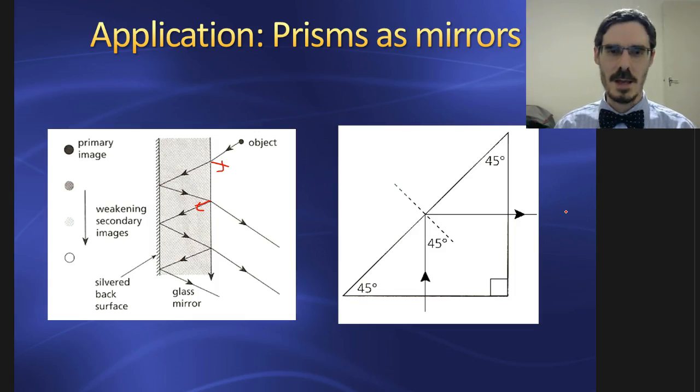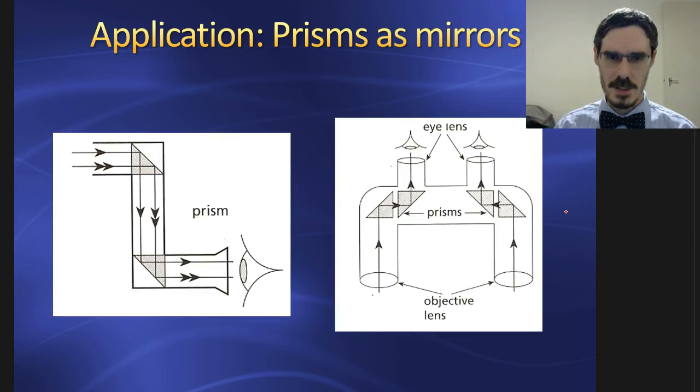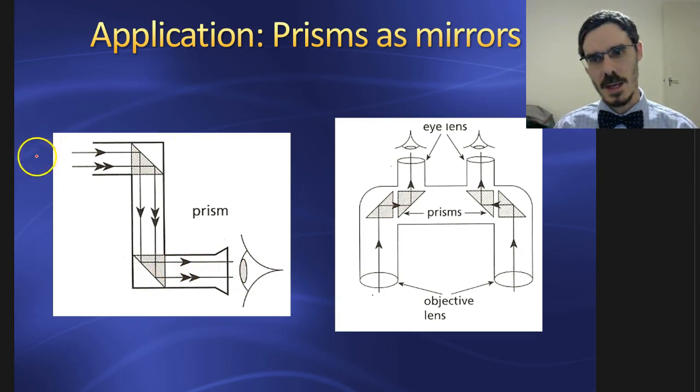Now we can use that, for example, in a periscope or in binoculars. So the light comes in here, reflects once, reflects again. These are very good mirrors without secondary images, and you see very well what's happening out there.